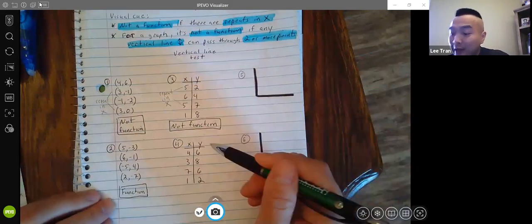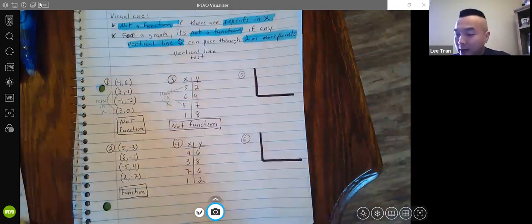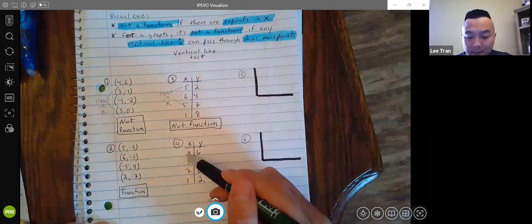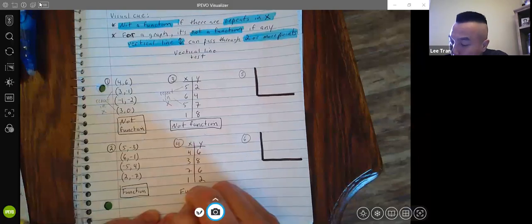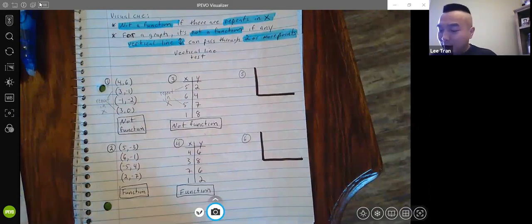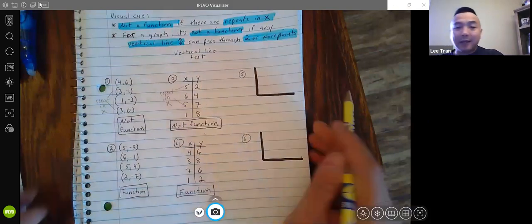Just look at the X's is the best way I can say without confusing anybody. Okay? You don't care about the Y's, just look for repeats in the X's, okay? So this would be a function. I can't figure out a way to say it other than that without confusing anybody or myself, okay? So just looking at the X's.